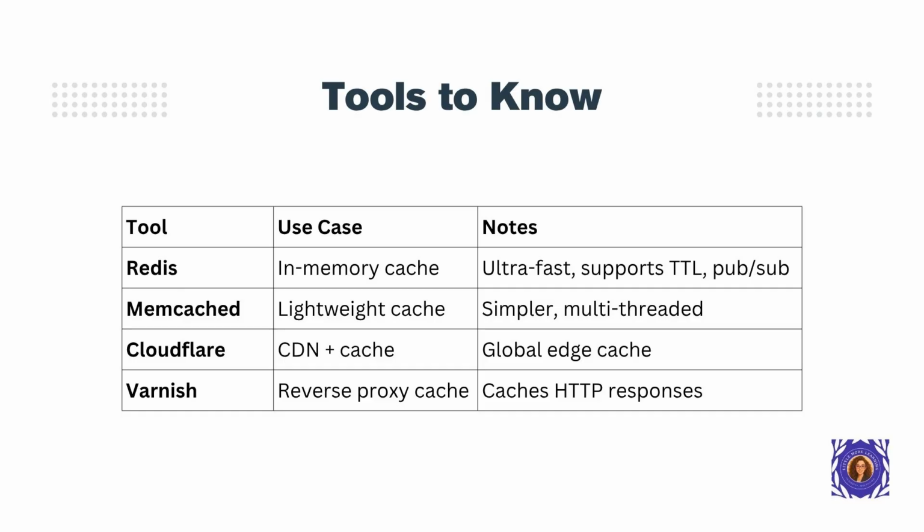Cloudflare. Beyond its CDN capabilities, Cloudflare acts as a powerful global edge cache. It caches static content at its numerous data centers worldwide, dramatically speeding up content delivery to users based on their geographical location and significantly reducing the load on your origin servers.